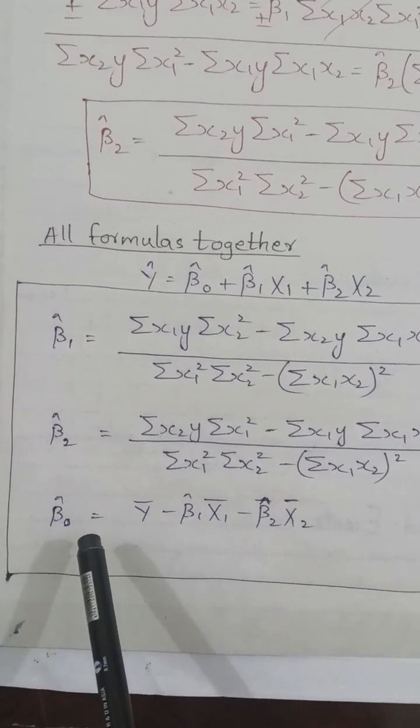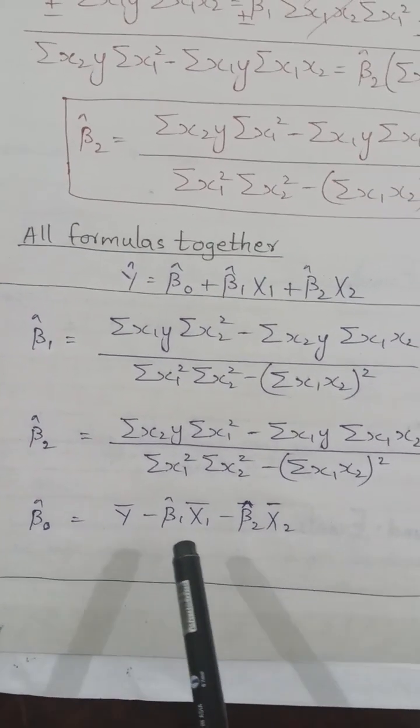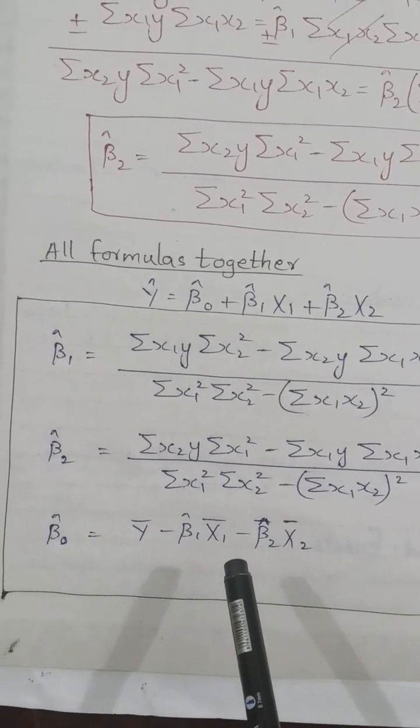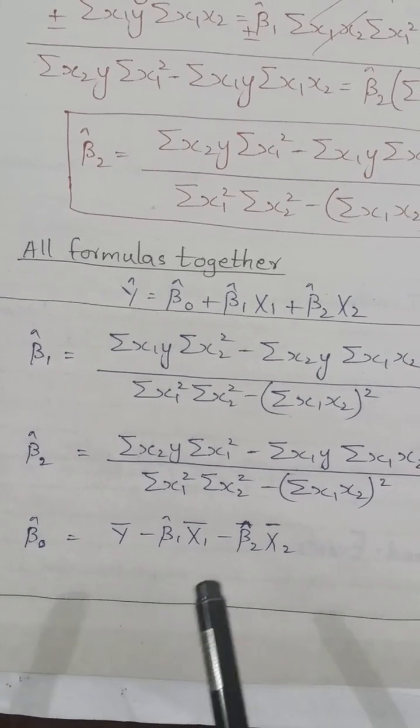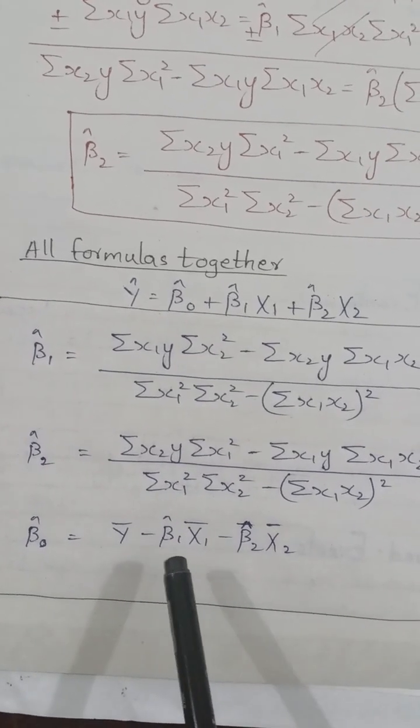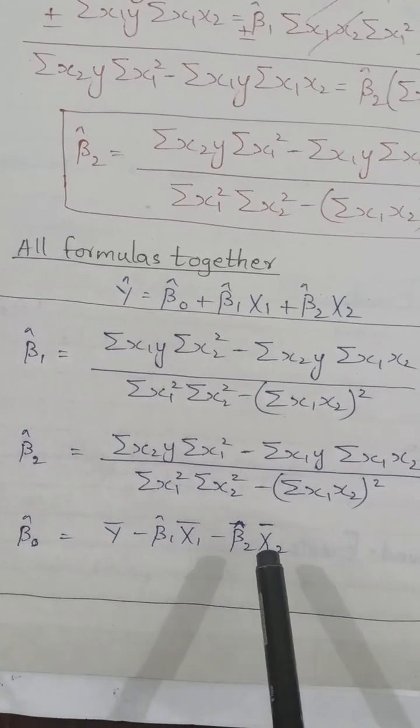This is our intercept in the two independent variable case that I have derived in part 1 of this series, where beta naught hat equals y bar minus beta 1 hat x1 bar minus beta 2 hat x2 bar.